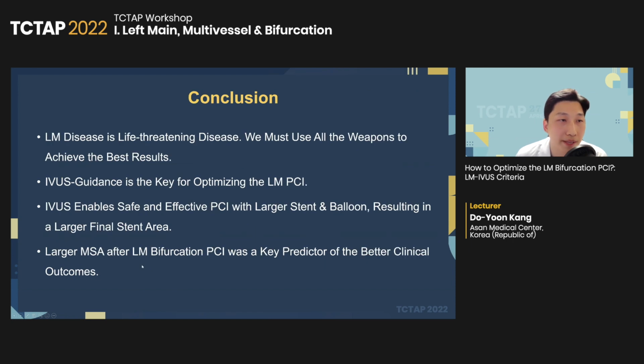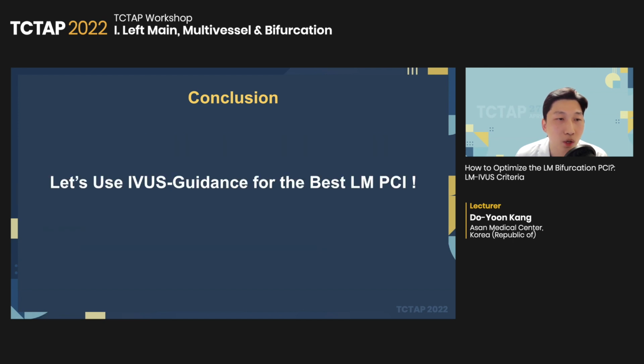So let me conclude my talk. Left main disease is a life-threatening disease, and we must use all the weapons to achieve the best result. And IVUS guidance is a key for optimizing the left main PCI. IVUS enables safe and effective PCI with larger stent and balloon, resulting in a larger final stent area. And larger stent area after left main bifurcation PCI was a key predictor of the better clinical outcomes. So this is my conclusion. Let's use IVUS guidance for the best left main PCI.